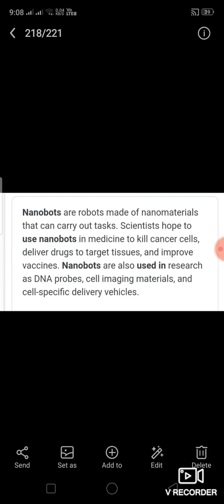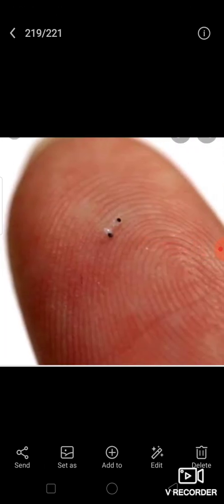They can easily probe them because their diameter is very thin. It is of the order of 10 to the power minus 9 meter. Cell imaging materials and cell-specific delivery vehicles. These are all very important forthcoming research being held in the field of nanobots.